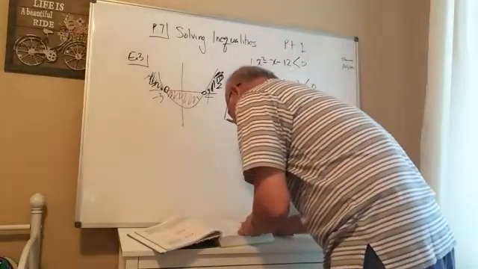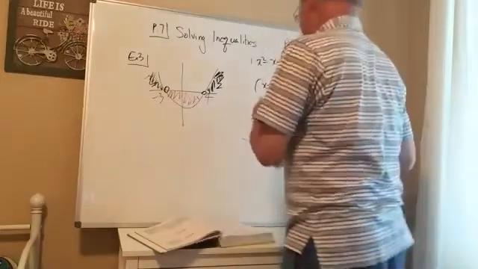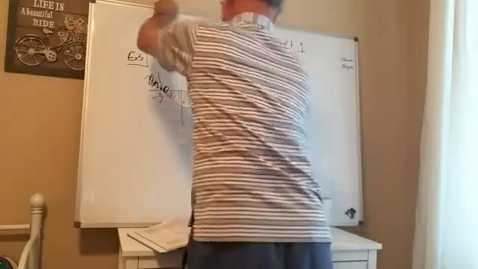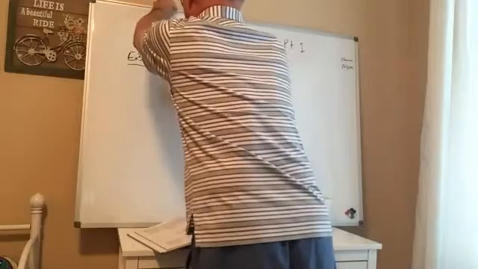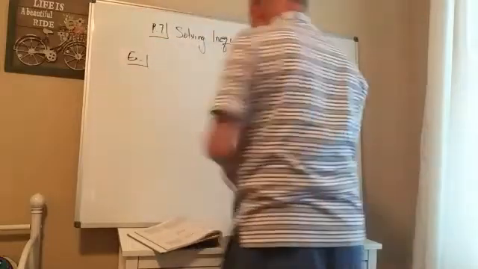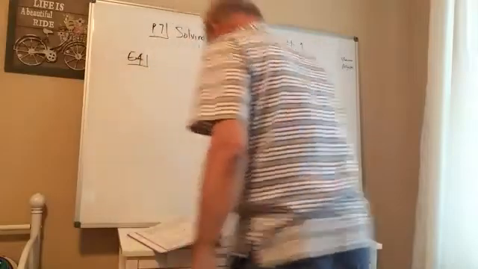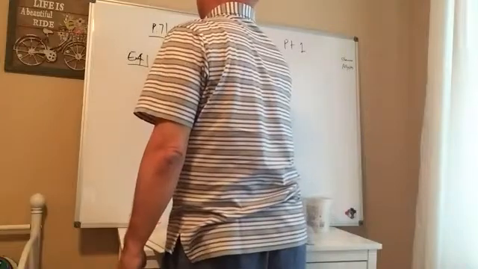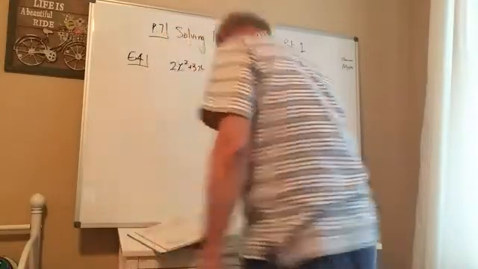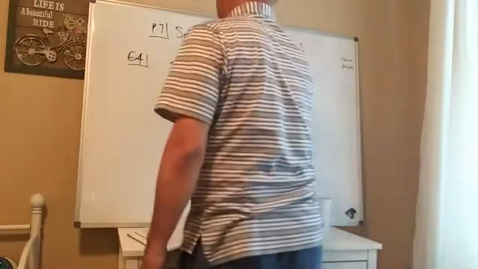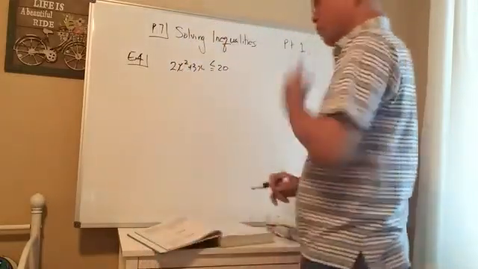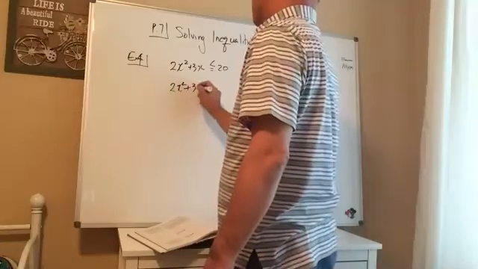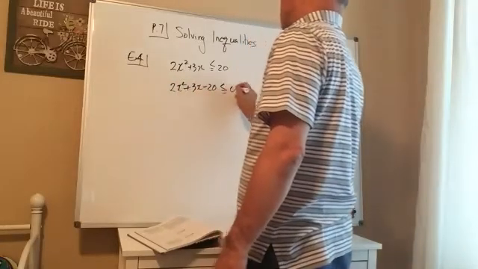Okay, let's see if we can do another one. Example number 4. We want to solve 2x squared plus 3x is less than or equal to 20. The very first thing I'm going to do is move the 20 over: 2x squared plus 3x minus 20 is less than or equal to 0.